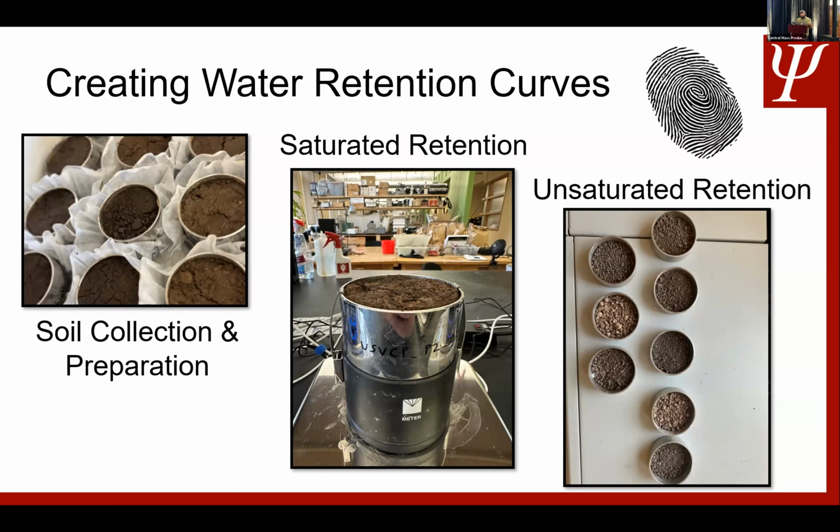We prep them in the lab, catalog them, and then we start putting them into 2 different components of the soil water retention curve to derive your site-specific water retention curves. So we have our saturated water retention components, and then our unsaturated water retention components, and we combine those 2 to derive essentially the fingerprint for that soil and that soil profile.